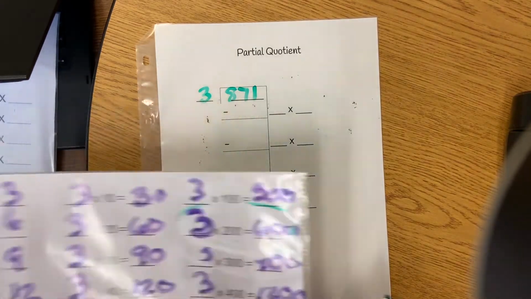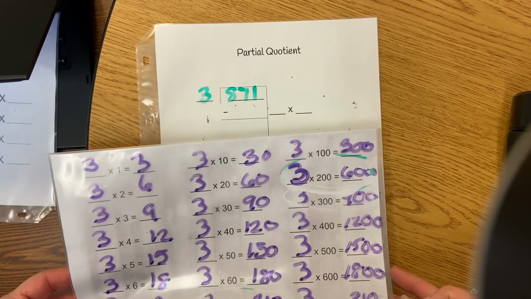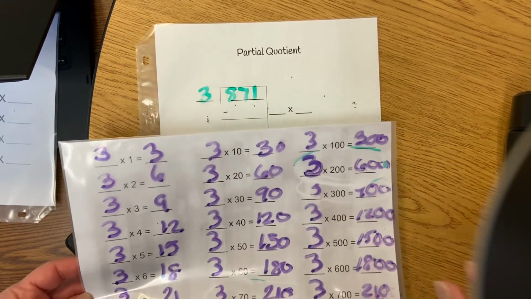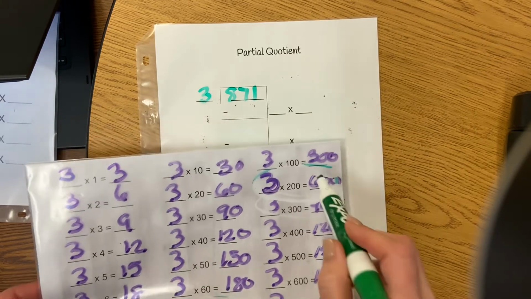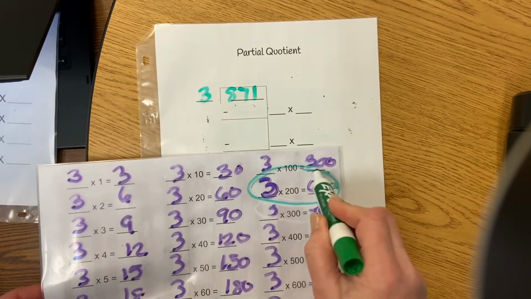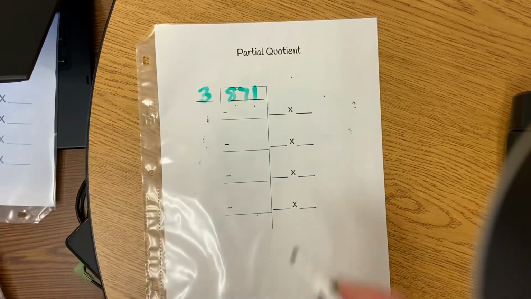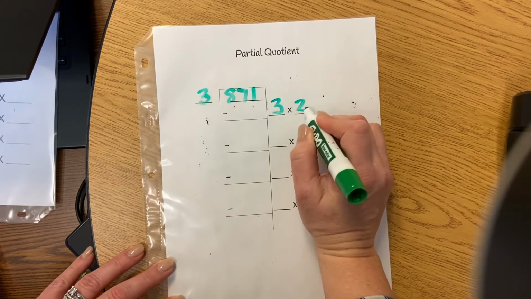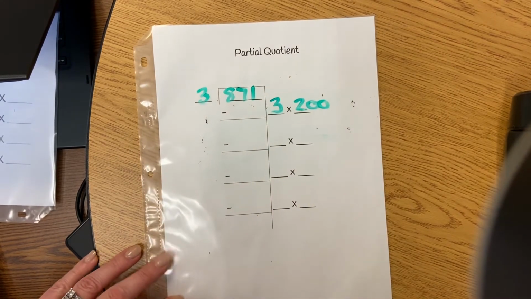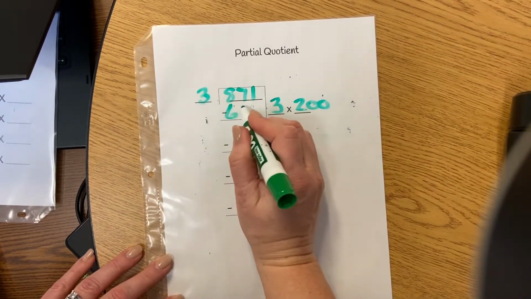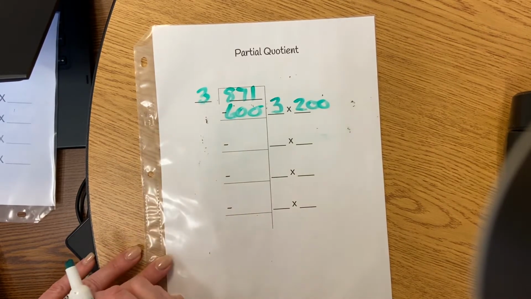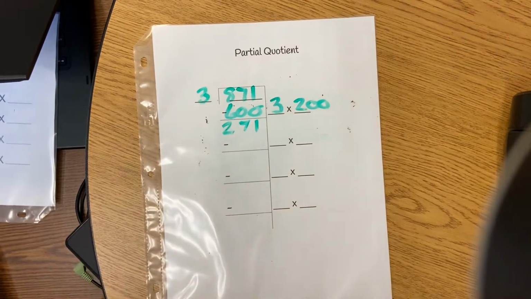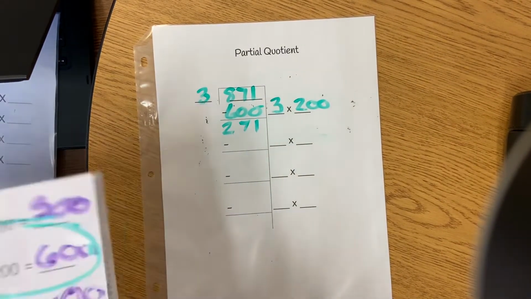So using my extended facts and multiples, I want to get as close to 871 as possible without going over. And I see that if I did 3 times 200, that would give me 600. So each of my 3 groups is going to get 200 pieces in the group. So I'm able to give out or take away 600 total pieces, leaving me with 271 pieces or objects.